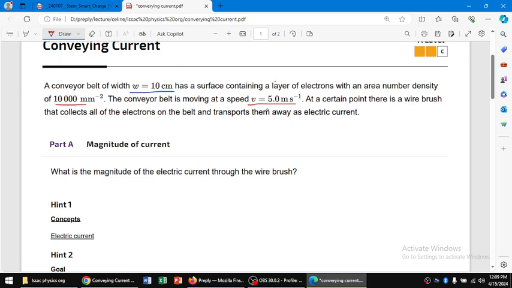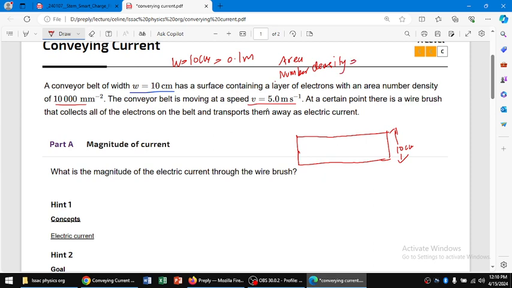So here is a conveyor belt. This belt has width 10 centimeter. So the width of this conveyor belt is given, that is equal to 10 centimeter, that is equal to 0.1 meter, and the area number density is 10,000 per millimeter square. So if we convert into per meter square, a millimeter square is 10 power minus 6 meter square.